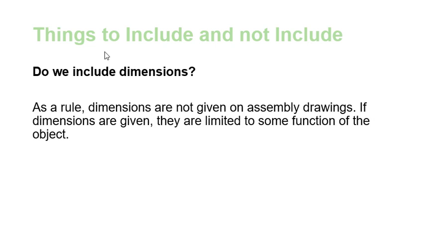Dimensions, you don't need it. Dimensions are not given in your assembly drawing, so that's only for the detailed drawings. If dimensions are given, you only give the dimension if it's so necessary to clarify the function of that system or model. That's about it, and it's rarely used, by the way. Okay.